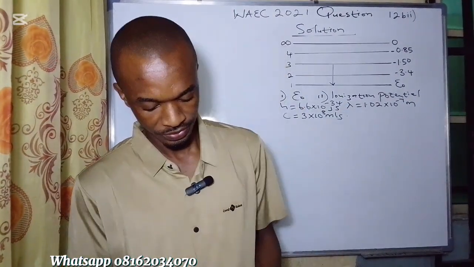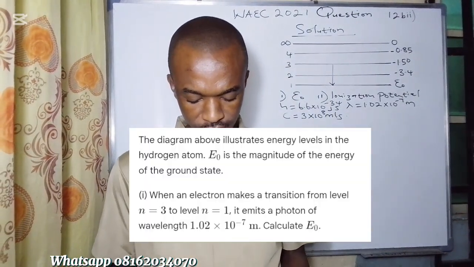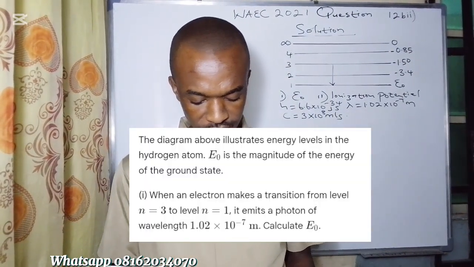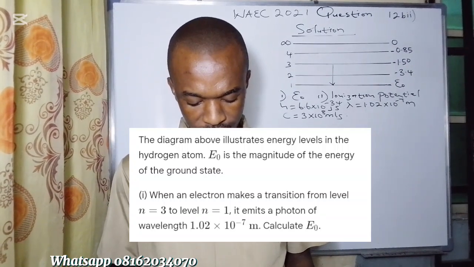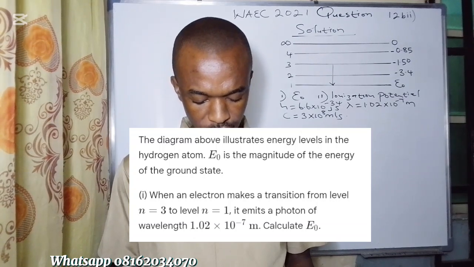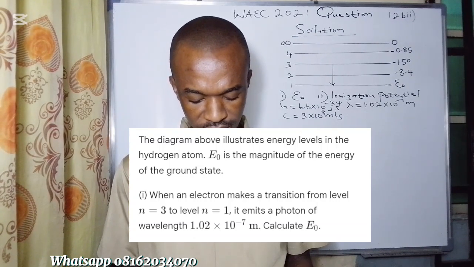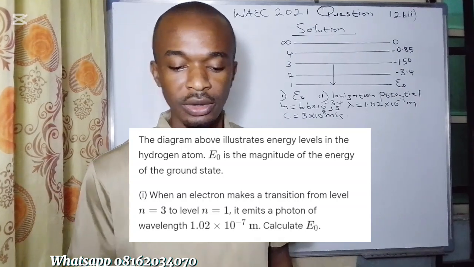Let's just go to question 12BII. It reads: the diagram above illustrates energy levels in the hydrogen atom. E0 is the energy of the ground state. When an electron makes a transition from level n equals 3 to level n equals 1, it emits a photon of wavelength 1.02 times 10 raised to the power of negative 7 meters. Calculate E0, then calculate the ionization potential of the hydrogen atom.